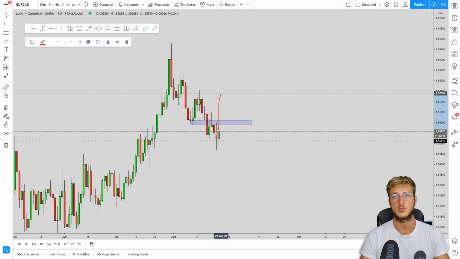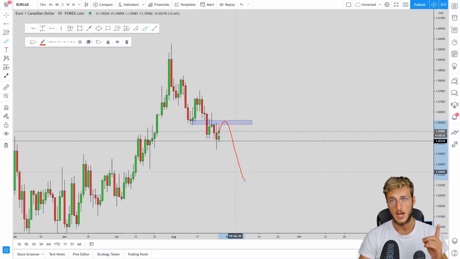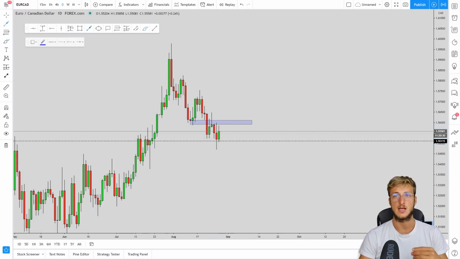However, trading is not predictive. Trading is reactive. We don't know if the market will make the move to the upside. The market can easily reject this resistance and continue the move to the downside. However, what we do know is how to position ourselves with good probabilities and good risk to reward. And where are the best probabilities and best risk to reward on this pair?